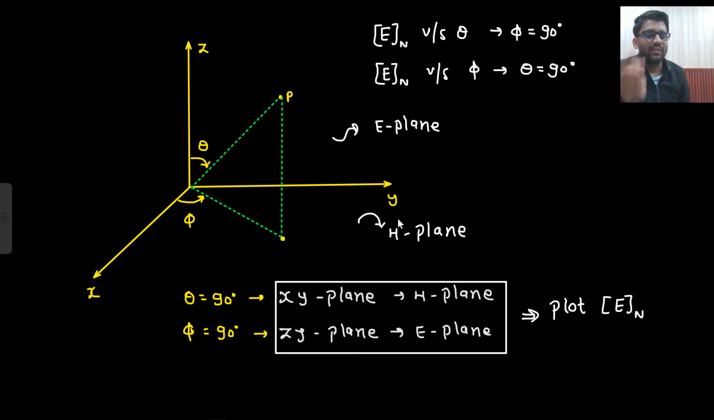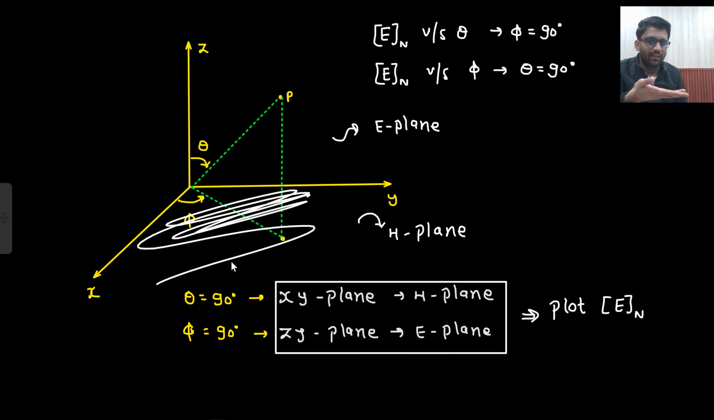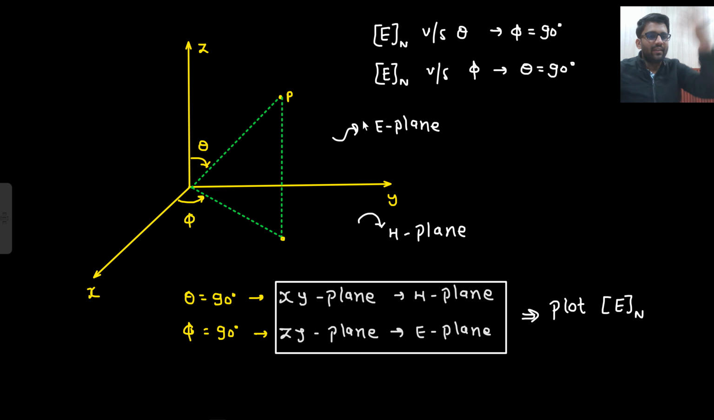How will you remember? H stands for horizontal. E can stand for elevated. From E you can think of elevation. So if there is something elevated, that means this plane. And if I talk about horizontal, then this is this plane. Like you already remember this is X, this is Y, this is Z. So when I say H plane, you will think horizontal, okay, that means the XY plane. And when I say E plane, you need to think of the YZ plane.